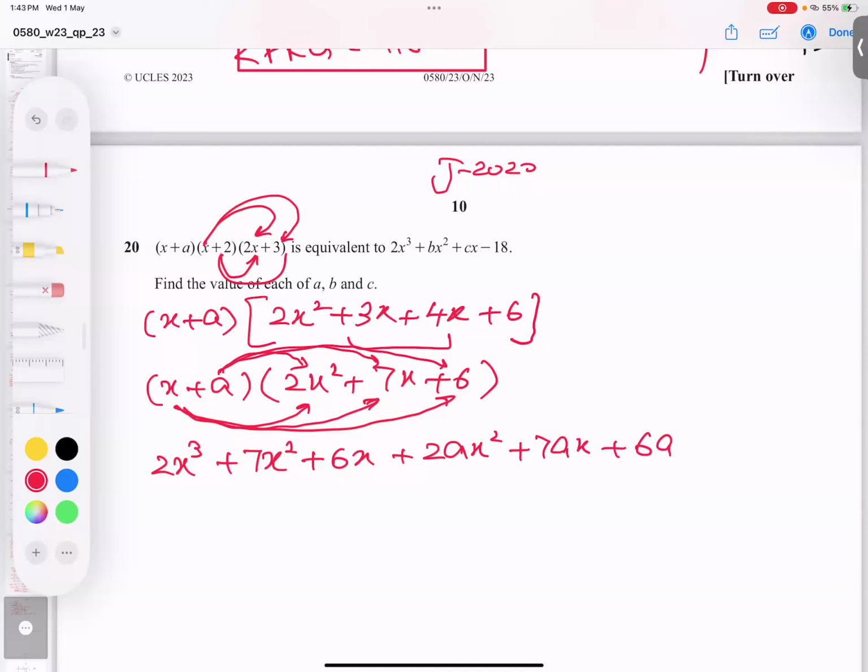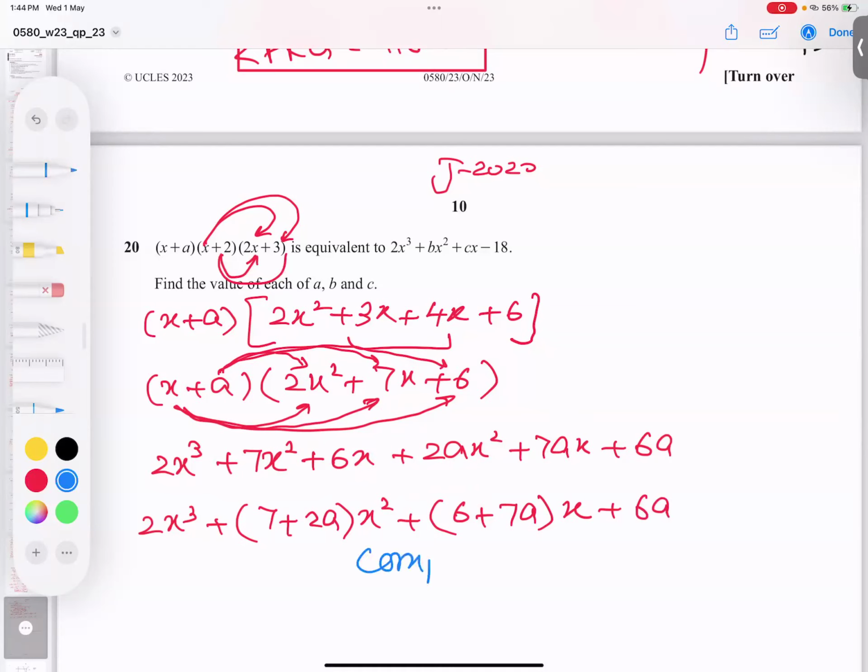Now students, look here, the important part: how many x squared terms? There are 2 x squared terms. I will take x squared common, and what is left inside? From here 7 left, from here 2a left. And there are 2 x terms. If I take x common from both, here x gone, 6 left, here x gone, so 7a left. 6 plus 7a. This is one of the hard steps.